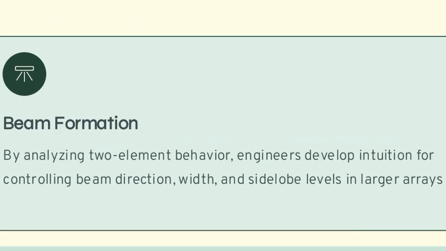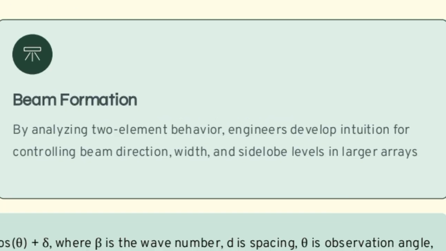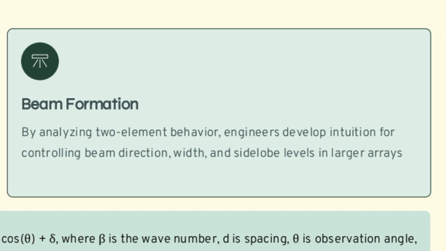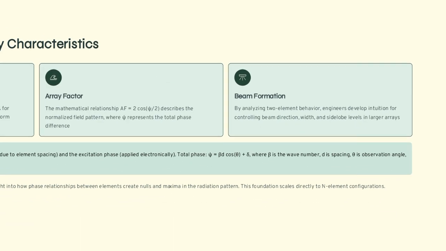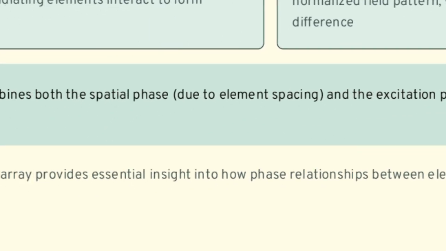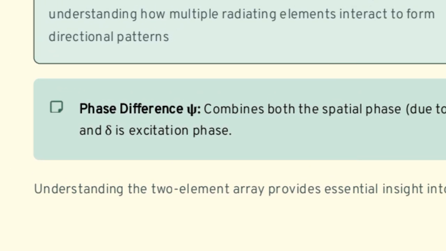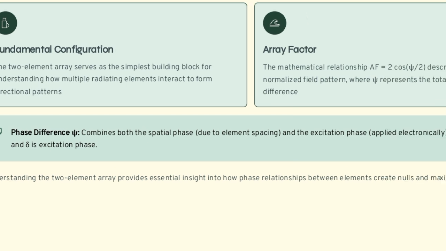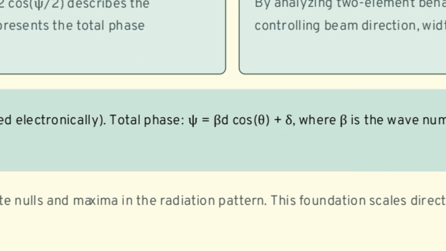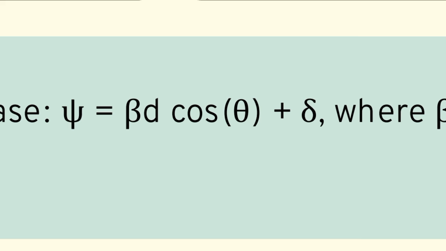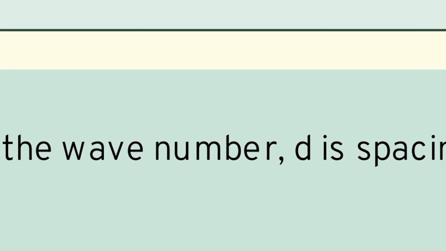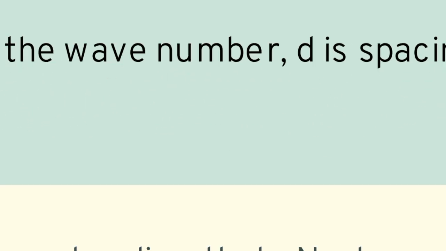The third thing to remember is beam formation. By analyzing two element behavior, engineers develop intuition for controlling beam direction and side lobes in larger arrays. For the two element linear array, you need to understand the phase difference. Combining the spatial phase and the excitation phase, the total phase equation is psi equal to beta d cos theta plus alpha, where beta is the wave number, d is the spacing, and theta is the observation angle.